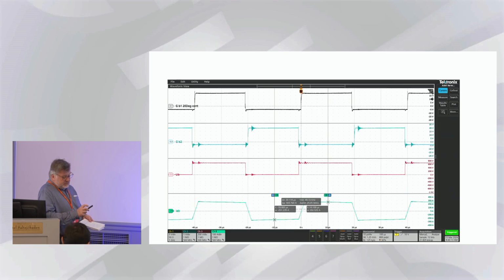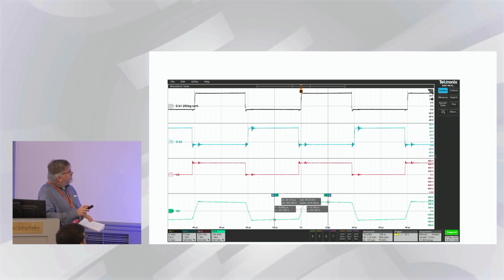And some curves. This is a gate signal from one transistor, and this is for the other transistor. We are running between -4 and +20 volt. Maybe we should have slightly lower than 20 volt, but this is not the final design. This is the drain source voltage, and this is the current in the transformer.